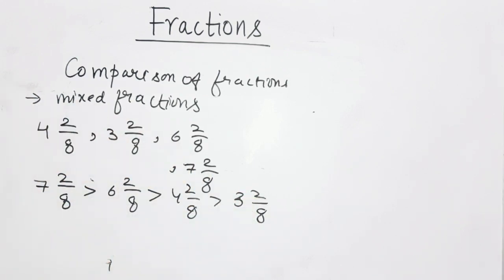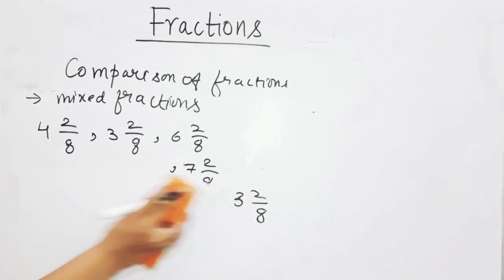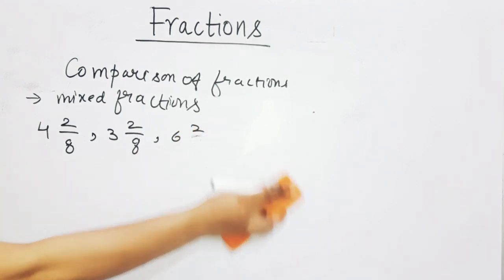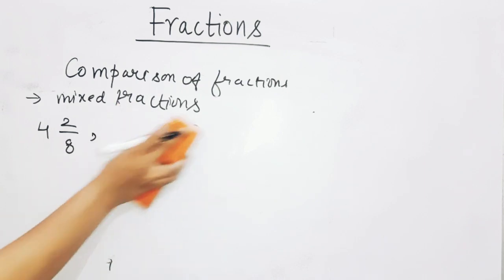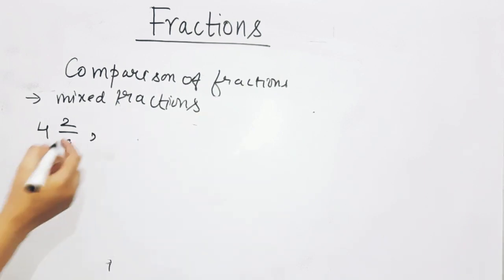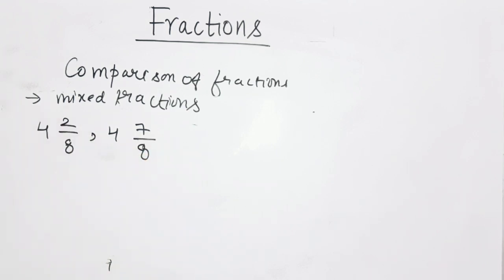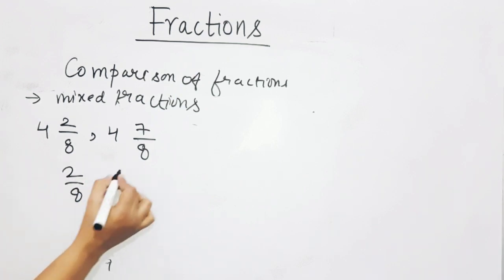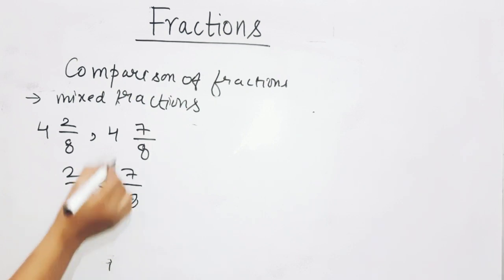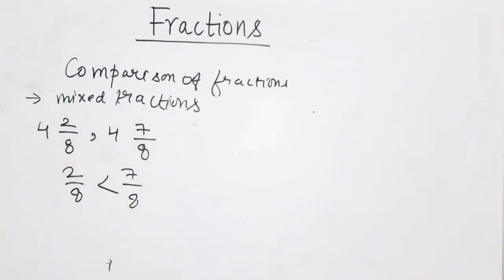Right. Now one condition comes where the whole number part is same. Okay? The whole number part is same in both the fractions. Then what you have to do? Then you have to compare the fraction part. Taking one example like that, 4 2 upon 8, 4 7 upon 8. Now how will you compare? See, the whole part is same in both the cases. Then you have to compare 2 upon 8 and 7 upon 8. Obviously this one is greater, right?